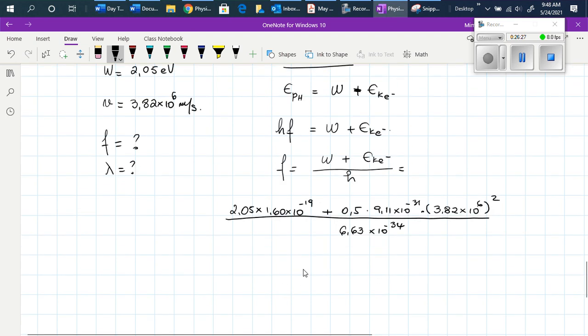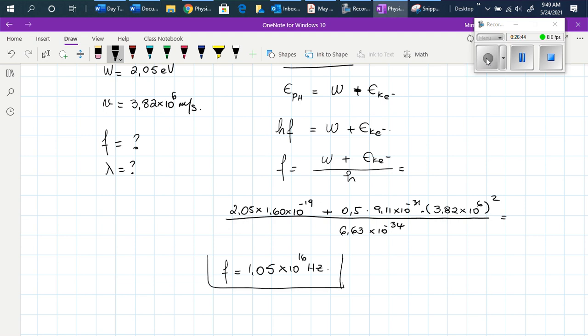And then from here we find that the frequency will be, using your calculator, in my calculator, I have 1.05 times 10 to the power of 16 hertz.